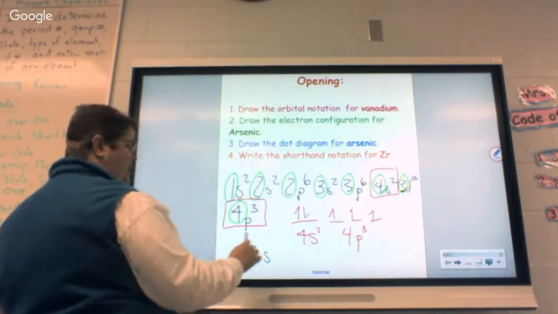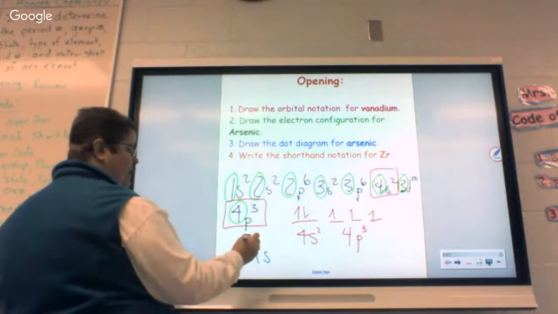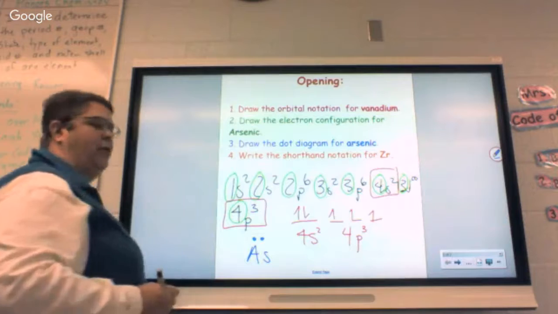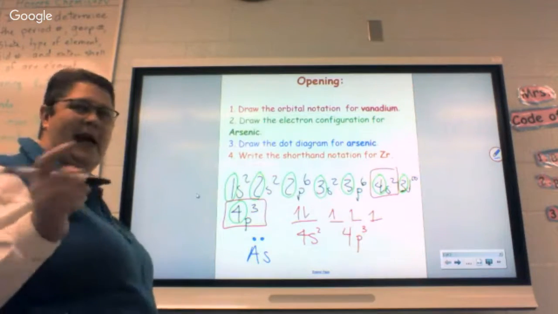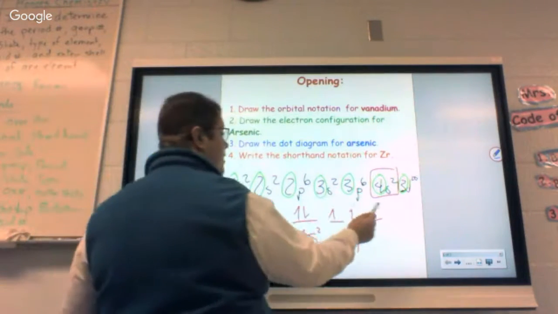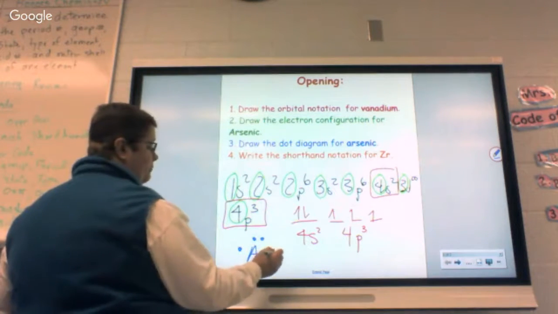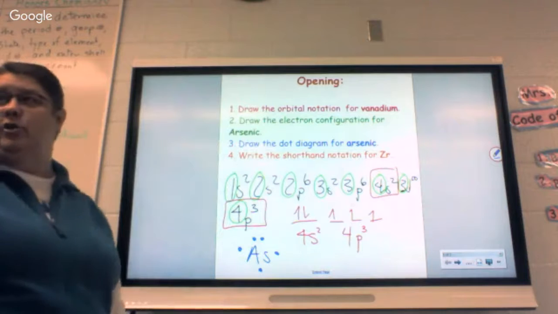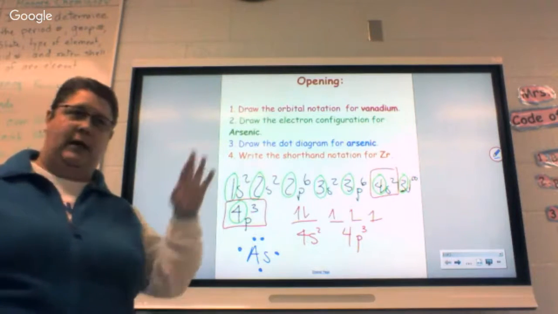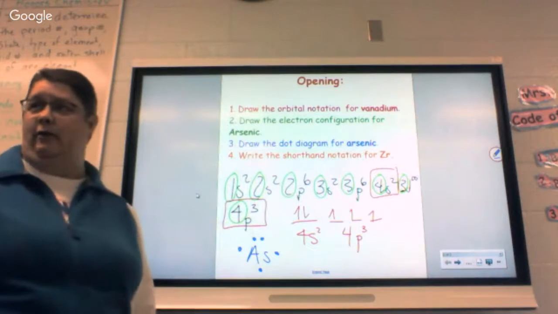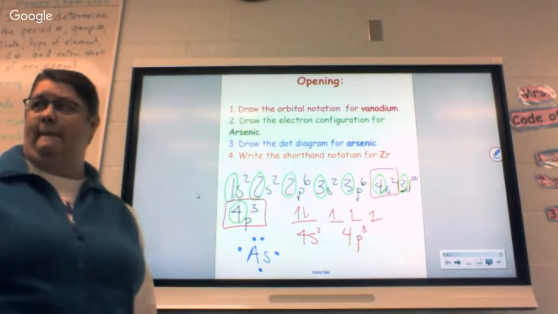It doesn't matter which of the 4 sides have the 2 dots. I tend to start on the top. You put the 2 dots, bottom, side, whatever. And then you have 3 single arrows, so you want 3 single dots. So as long as you have 2 together and 3 singles on any of the 4 sides, your dot diagram is correct. Everybody good on that?